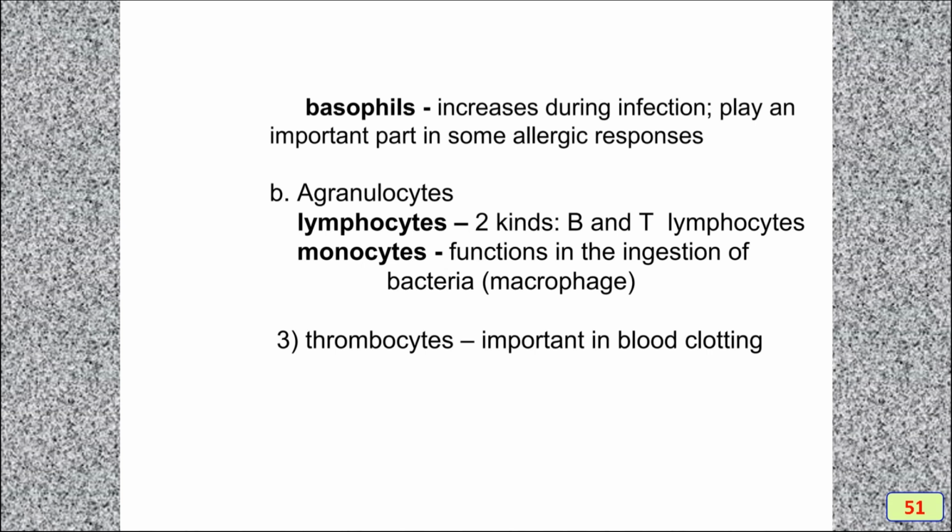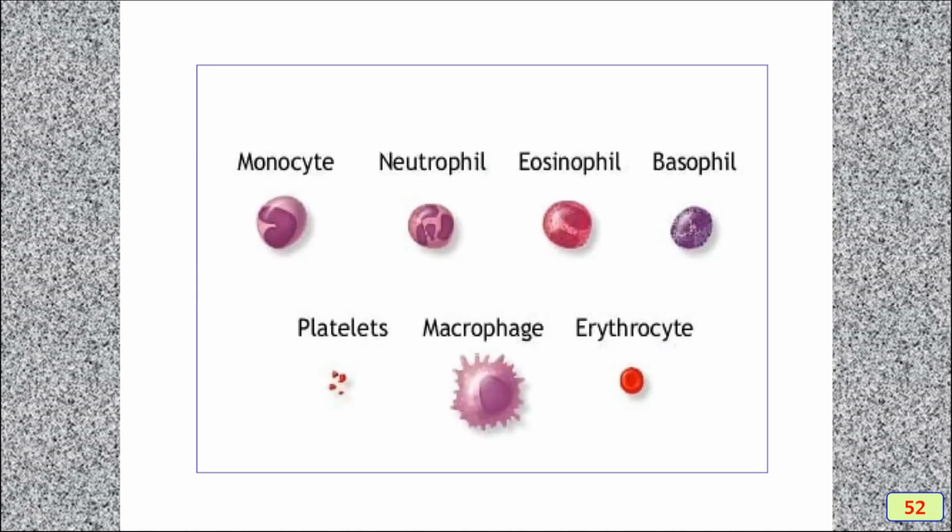Agranulocytes means those which do not have granules. Examples are lymphocytes, B and T lymphocytes. Then monocytes function in the ingestion of bacteria. That's also called macrophages. Macro means big, phages means swallow. Then thrombocytes always help in the clotting mechanism, blood clotting mechanism. So they catalyze a variety of reactions in the body.